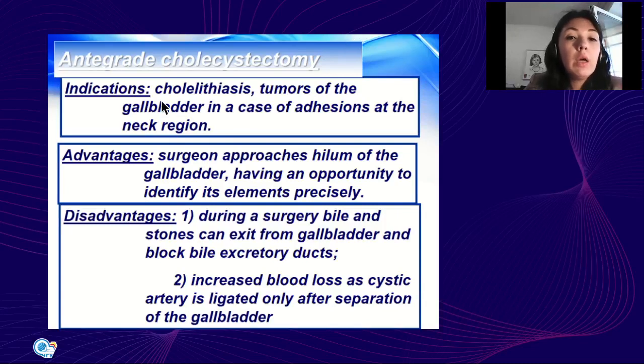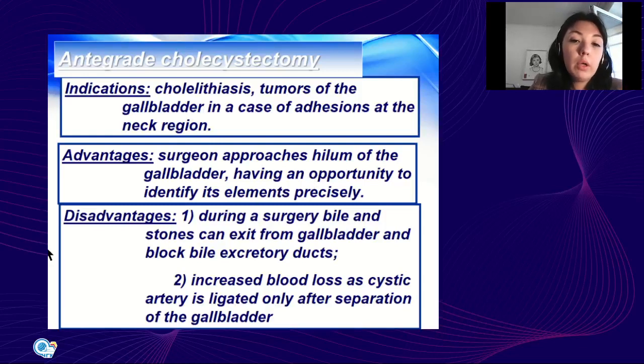So advantages: the surgeon approaches the hilum of the gallbladder, having an opportunity to identify its elements precisely. If we go from the fundus to the neck, then from the neck we can follow and exactly find the cystic duct. So we will not confuse it with the common bile duct, for example. We will not ligate the common bile duct, and we will exactly find the cystic artery. We will not confuse it with the right hepatic, because we are absolutely sure that it starts from the gallbladder, and we will follow it.